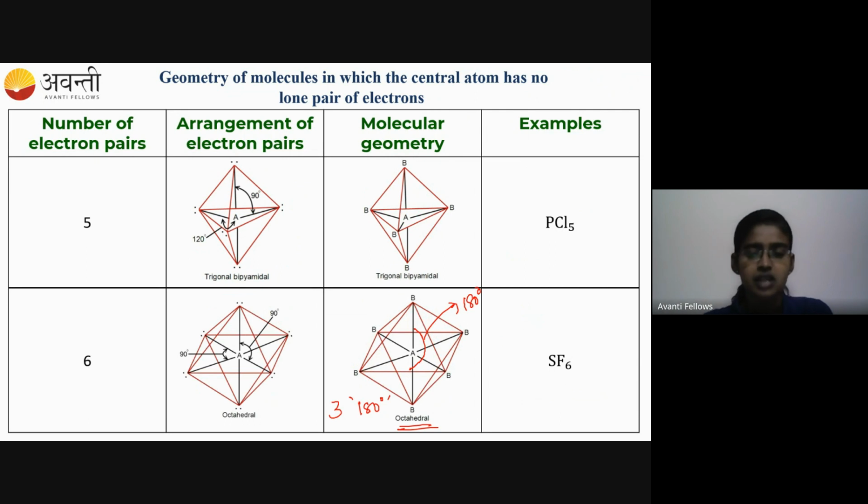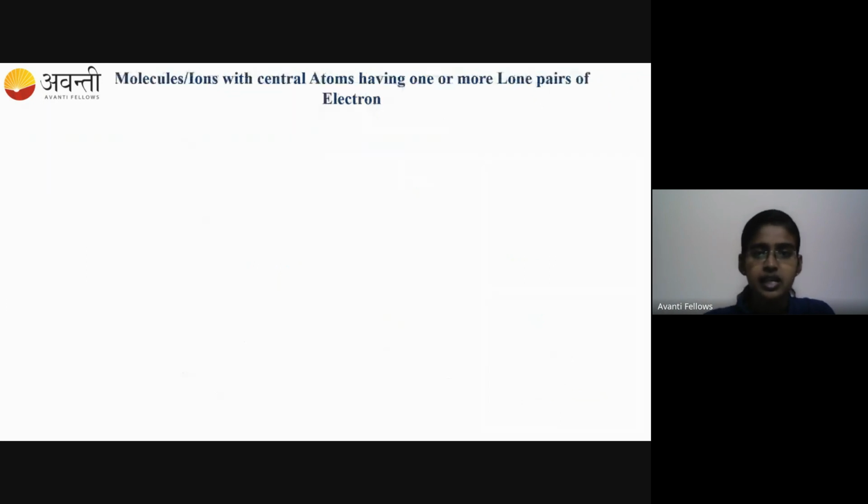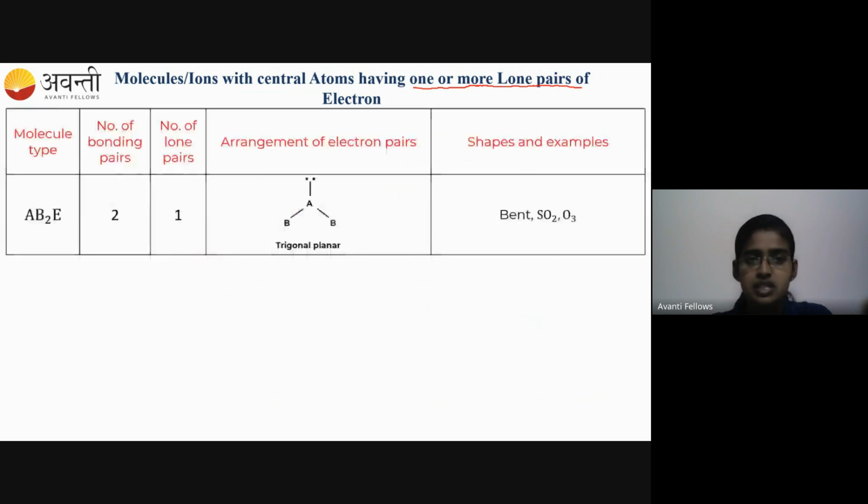Okay. Now let's see the second case. Now here, this case is the molecules or ions with the central atom having one or more lone pairs of electrons. Okay, we will see that. The central atom can have one lone pair, two lone pairs or three lone pairs. You will not have molecules which have more than three lone pairs. Okay, three lone pairs. Yeah. So let's see those types.